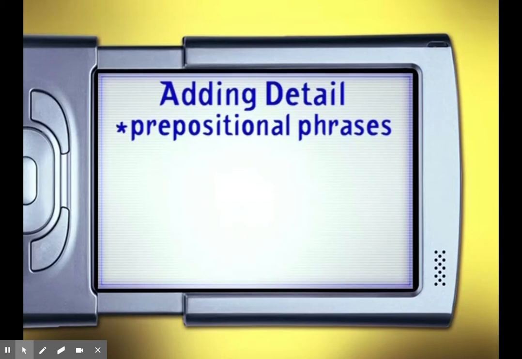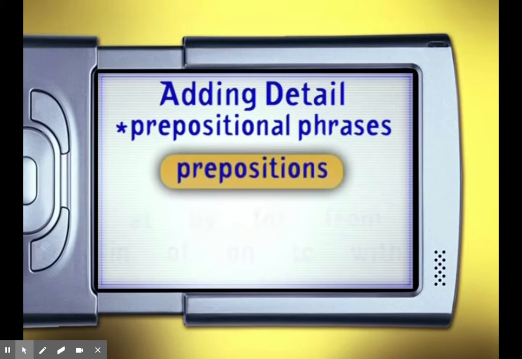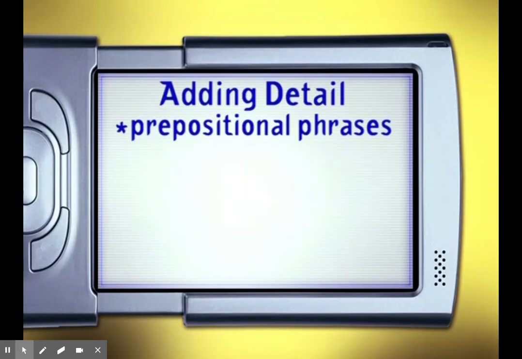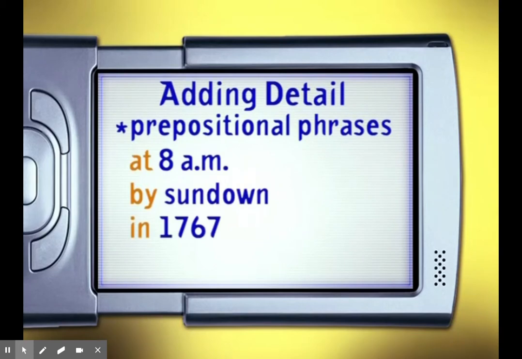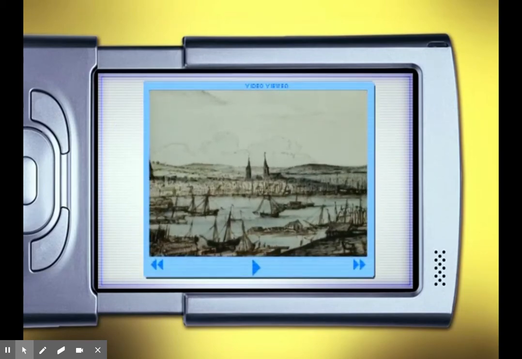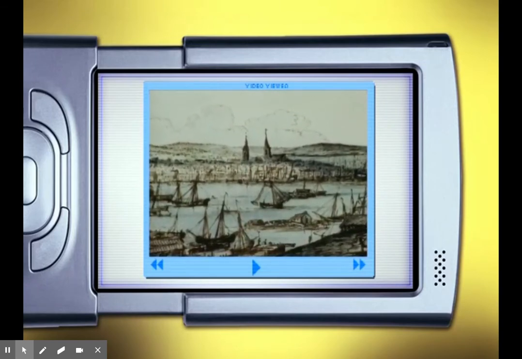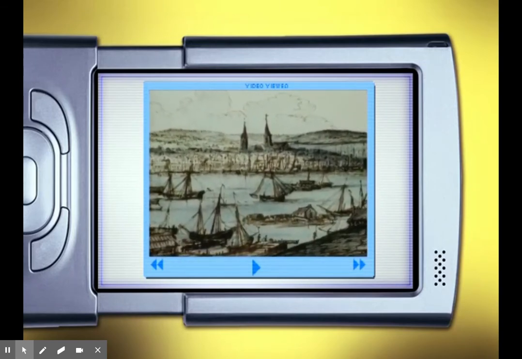Prepositional phrases start with prepositions such as at, by, for, and from, and end with what's called the object of the preposition. "At 8 a.m.," "by sundown," "in 1767," and "from the ship" are examples of prepositional phrases. Let's watch a story about the Boston Tea Party. Then we'll use the information we learned to practice using prepositional phrases.